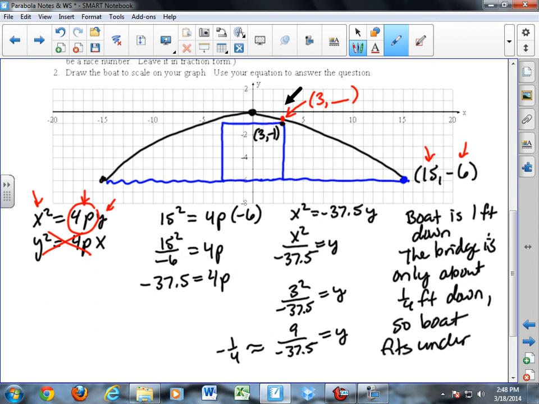Now I'm going to leave it to you to do the problem where there are two boats side by side, and you can assume there is no space in between them.